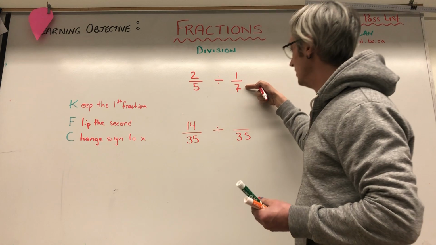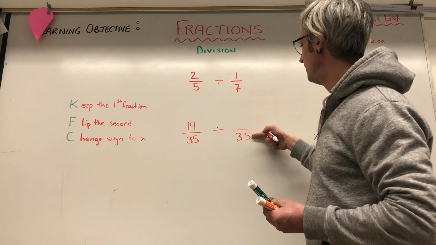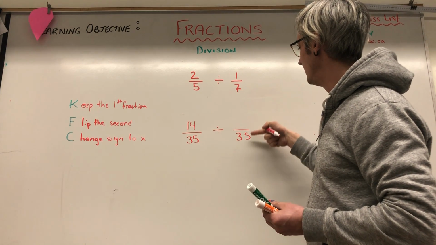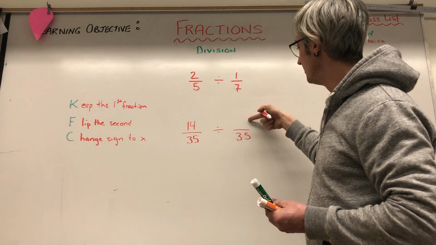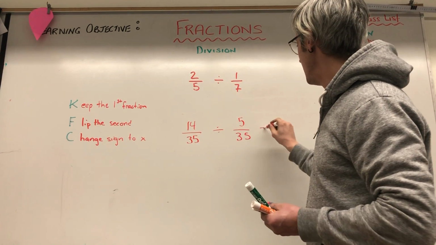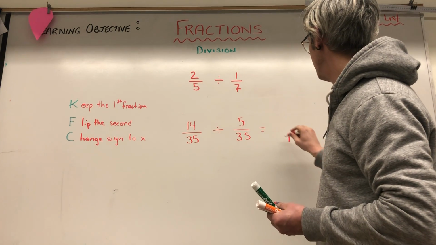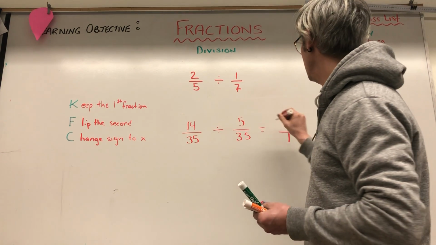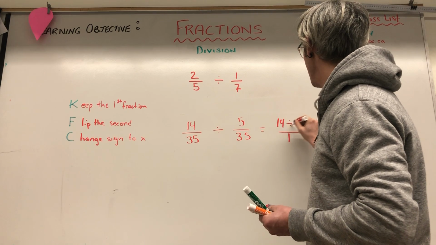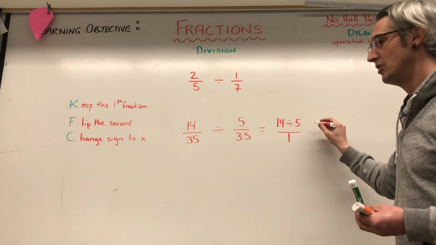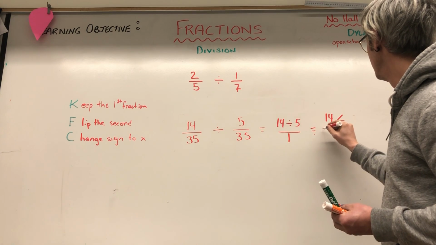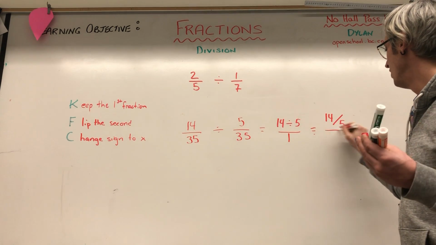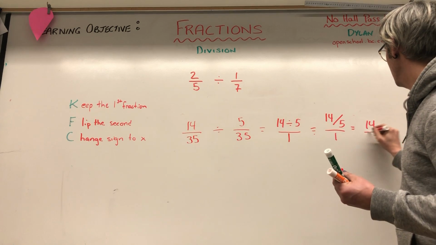And then 7 goes into 35 5 times. 7 times 5 makes 35. So whatever I do to the bottom, I do to the top. 1 times 5 is 5. And now 35 divided by 35 is 1. And then 14 divided by 5 is 14 over 5, which I can rewrite as 14 divided by 5 over 1, which is just 14 over 5.